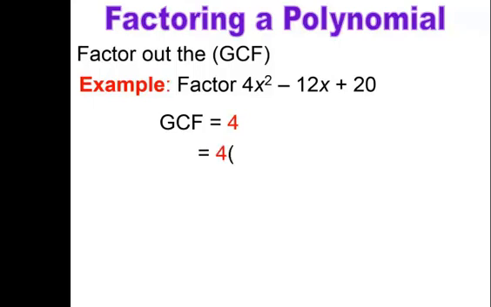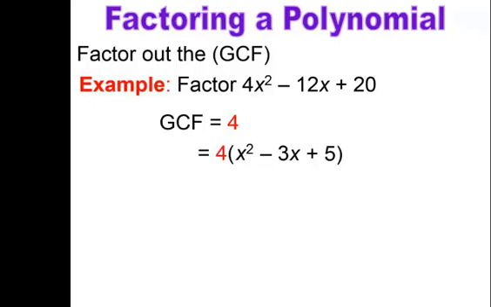I'm going to write the GCF with an open parentheses, and I'm going to divide out each term by that 4. 4x squared divided by 4 is going to be left with just x squared. Minus 12x divided by 4 is going to leave me with minus 3x. And then I'm going to divide the 20 by 4, and I'm left with plus 5.